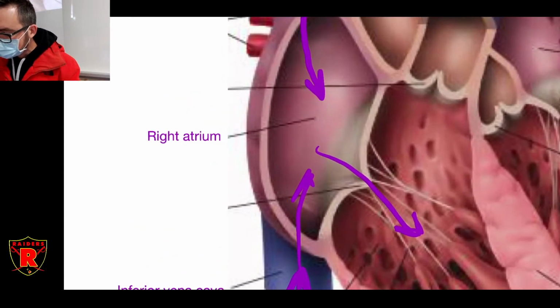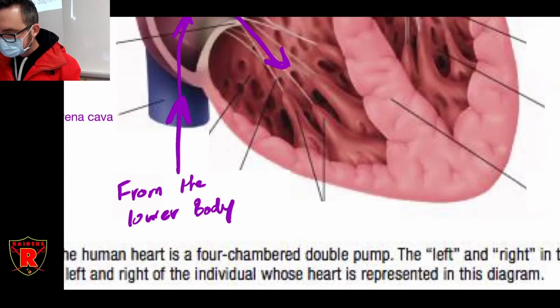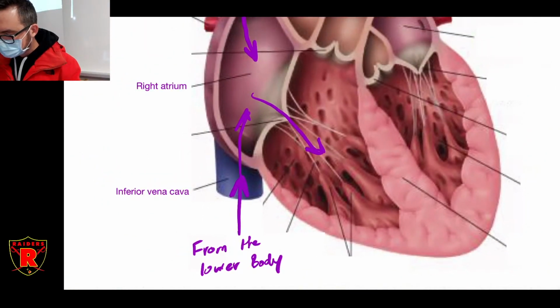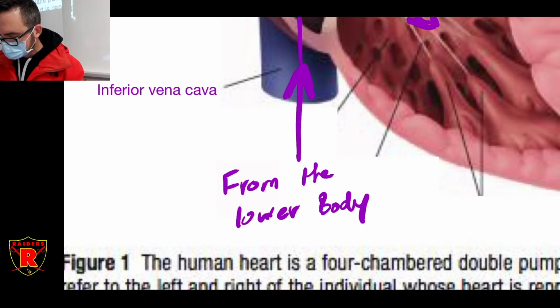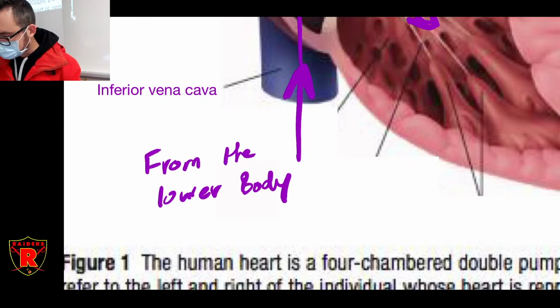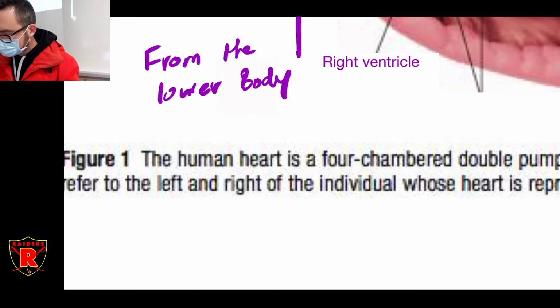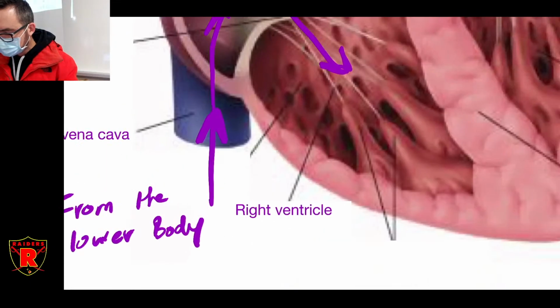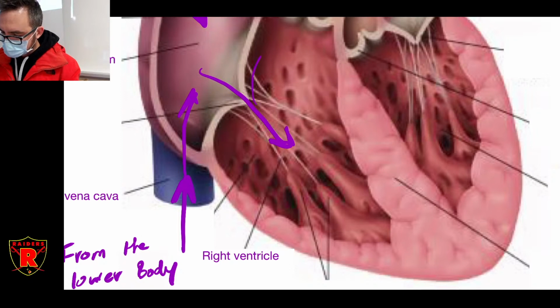So okay, you've got your right atrium pumping into the right ventricle. I think I put this label in the wrong spot. Let me move this over. I think the label's supposed to go right here. Okay, so that's the right ventricle down there. That's this whole chamber right here.